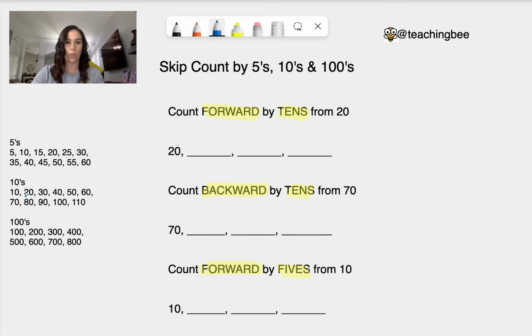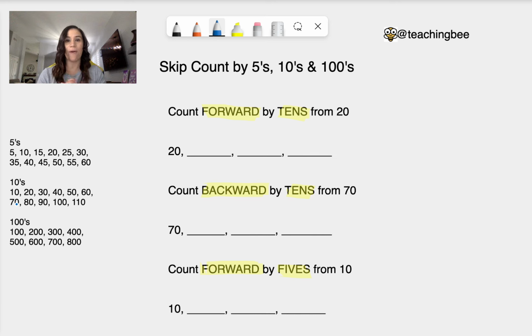So 10 to 20. So 10, 11, 12, 13, 14, 15, 16, 17, 18, 19, 20. So we went up 10 to get from 10 to 20. Then we're going to go up 10 more. So 21, 22, 23, 24, 25, 26, 27, 28, 29, 30. So our next number would be 30. So that's counting by 10.